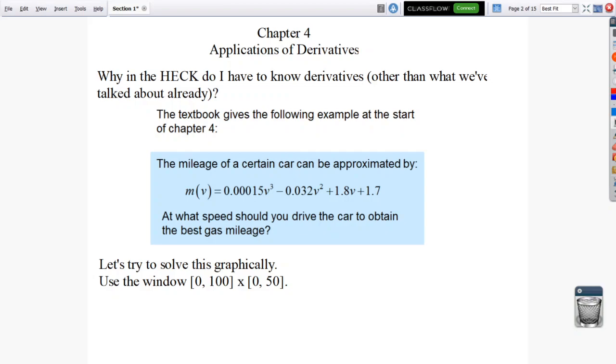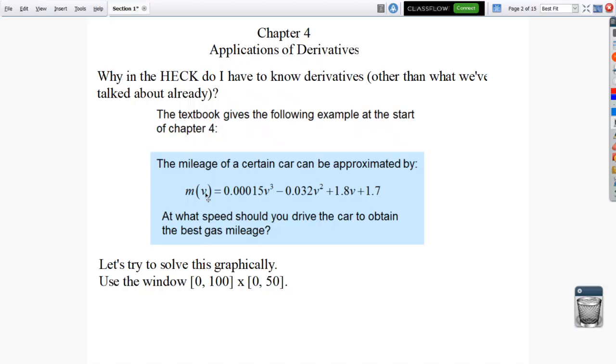A couple things we have to interpret from here. First off, the M stands for mileage. V, I think they're trying to say velocity here, but really we're talking about speed, because you really don't want to measure the velocity on your car since it is a vector quantity. From past classes, you know that one way to do this is to graph this and look for the maximum value, the highest point on the graph.